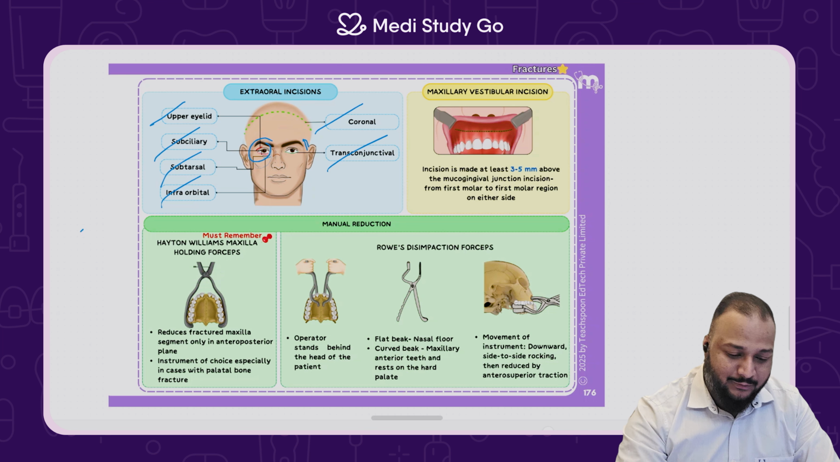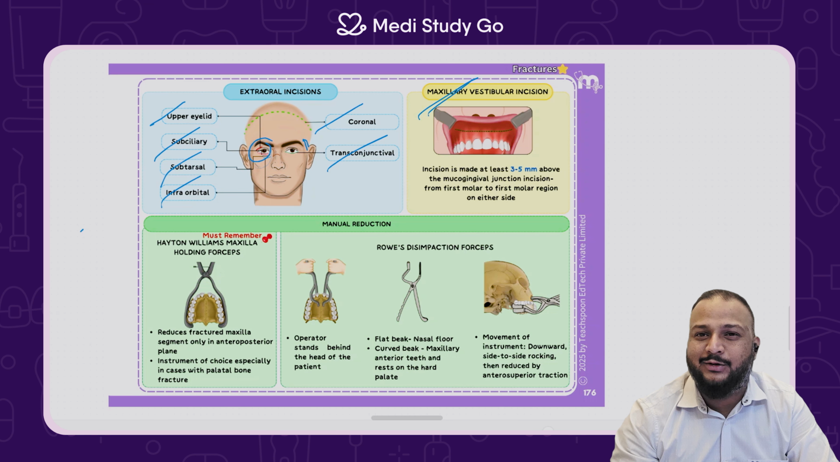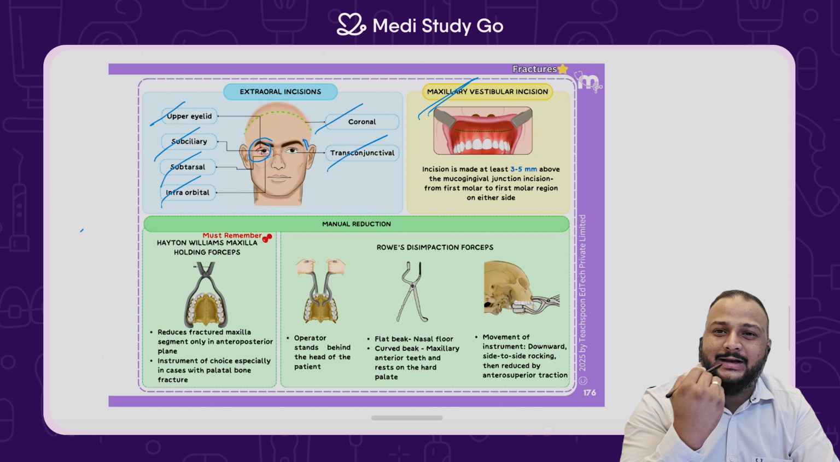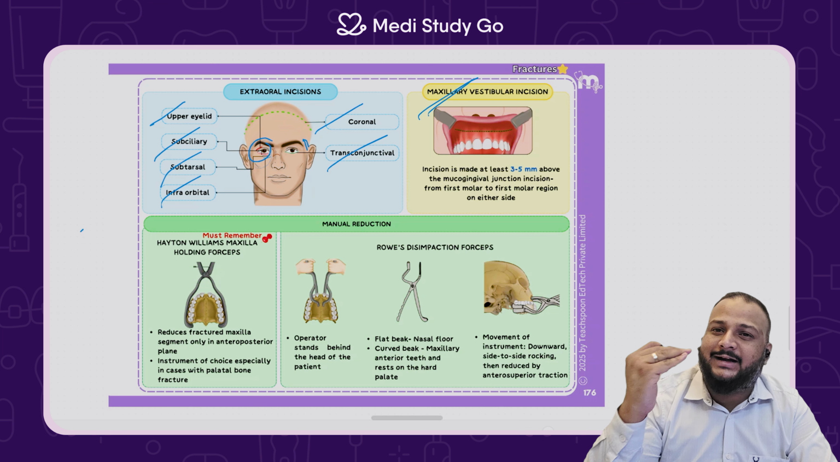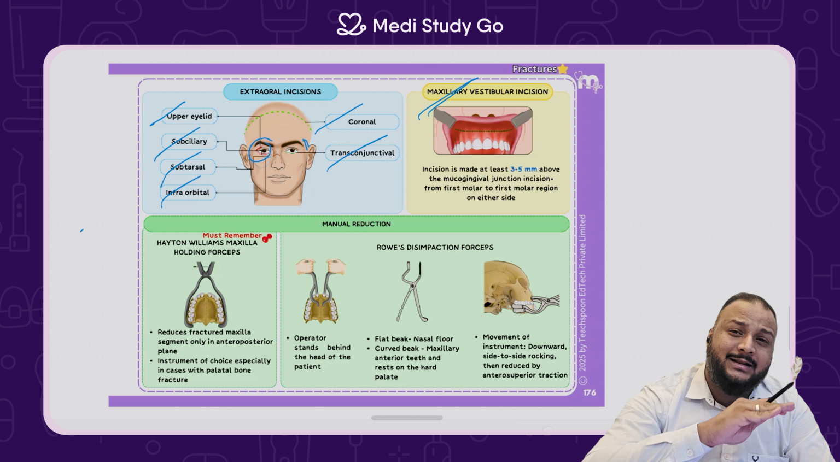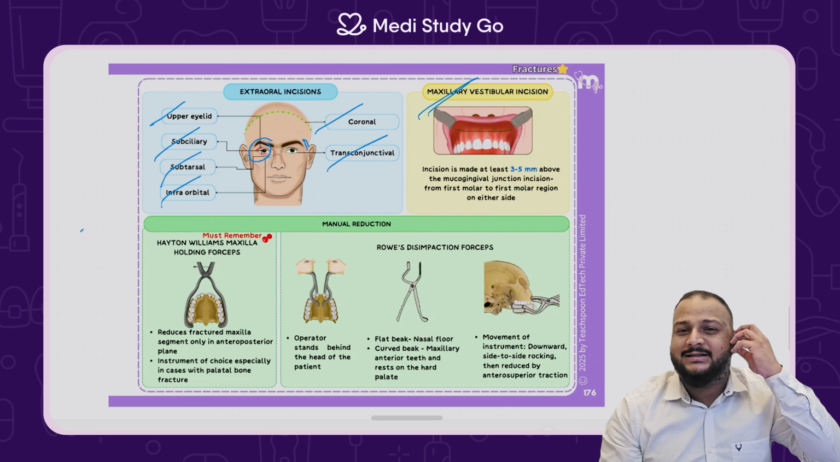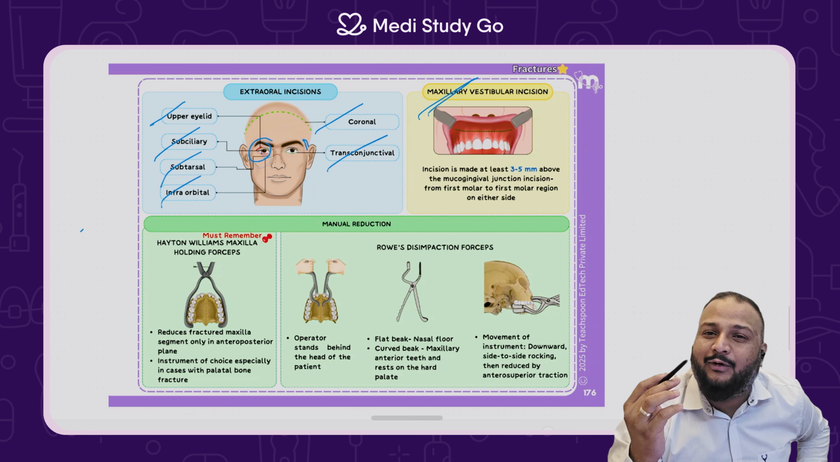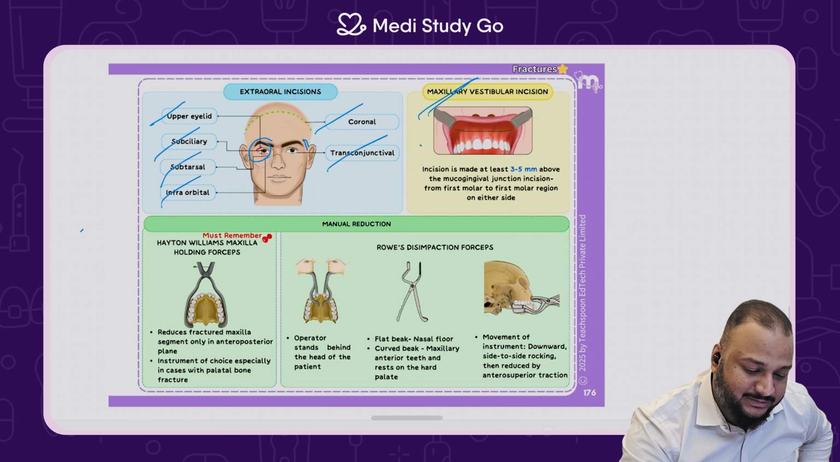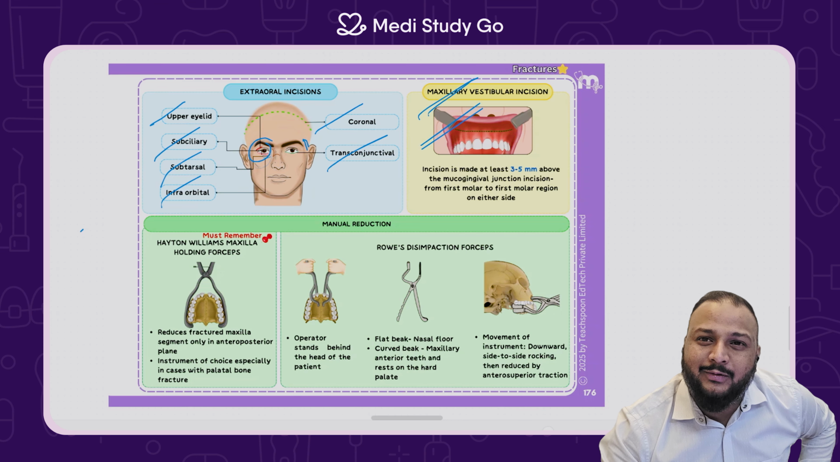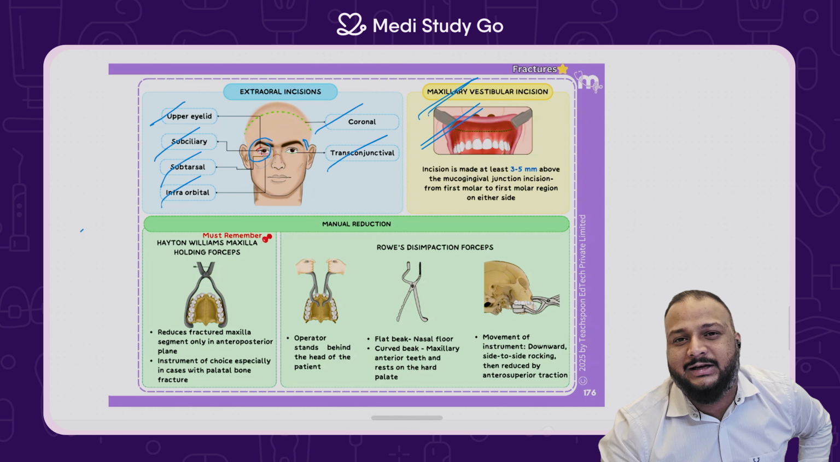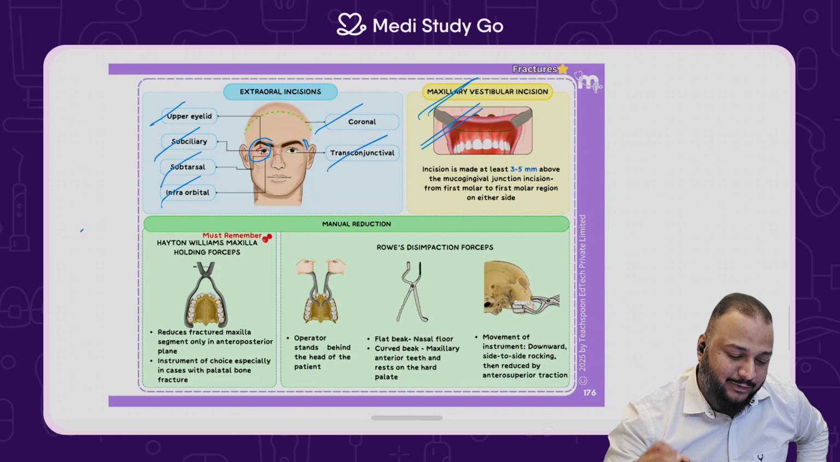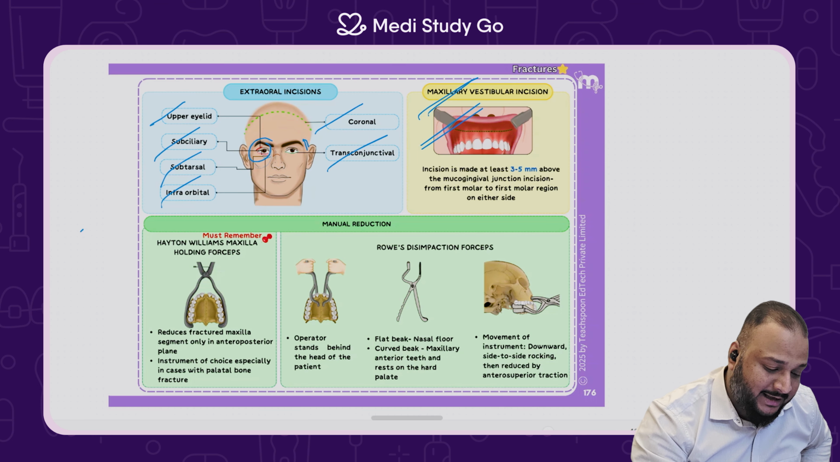You have already seen what a maxillary vestibular incision looks like intraorally once you leave the attached gingiva. Once you leave the length of attached gingiva, that is 4 to 6 mm, that is where you go into the gingivobuccal sulcus. That is when you open it. If you haven't seen what a vestibular incision looks like, please have a look at our Lefort 1, Lefort 2 and Lefort 3 videos, and that is where you will understand what a maxillary vestibular incision is.